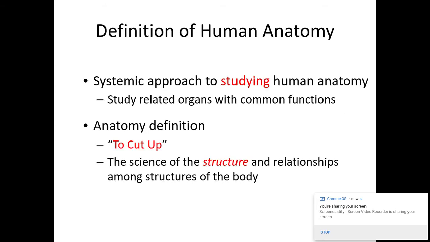All right, so what is human anatomy? Human anatomy is the systemic, so a multi-dimensional approach to studying the human body. It's the study related to organs, their common functions, basically the study of body processes and how these organs work in order to get the body to function correctly. Last year we did talk about anatomy. We went through different body systems and we focused a lot on the medical conditions associated with it. You will be going over sports medicine medical conditions in a few weeks, I believe.